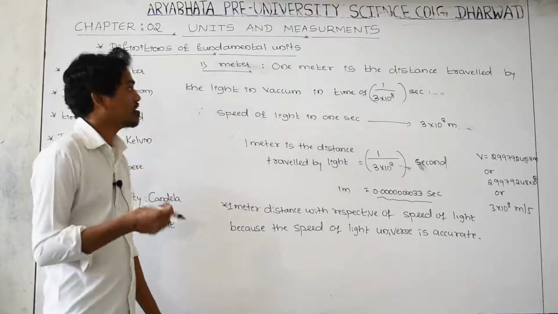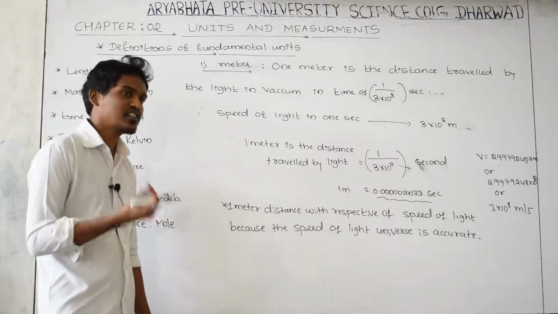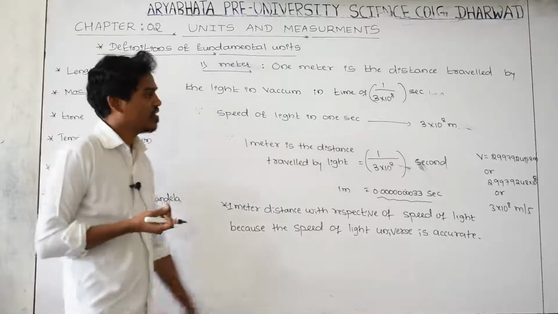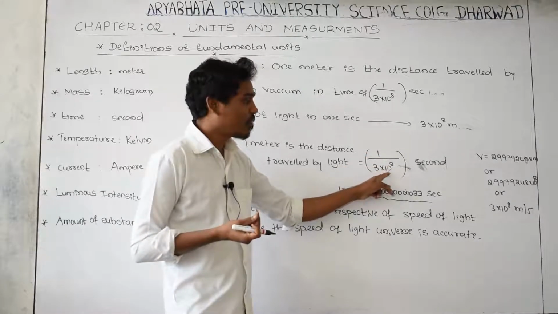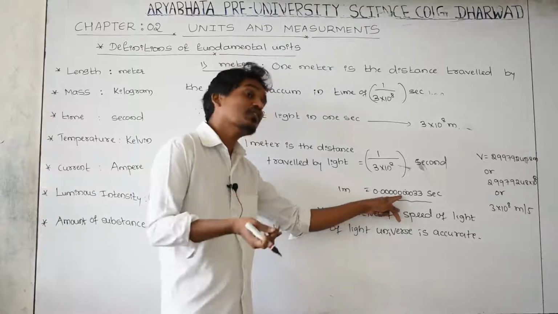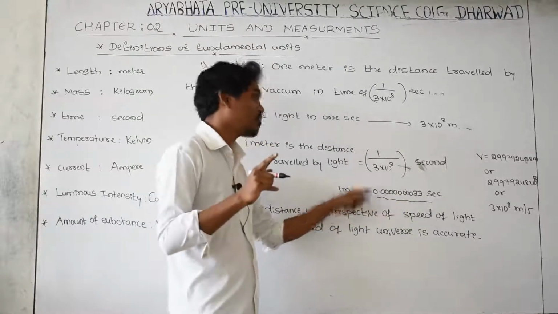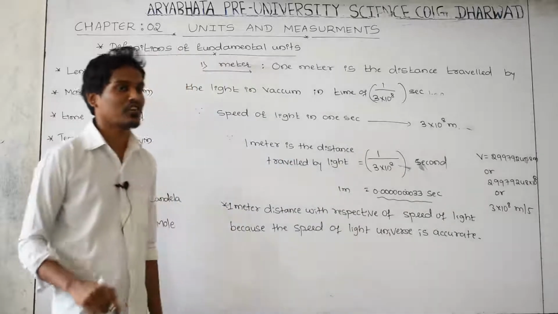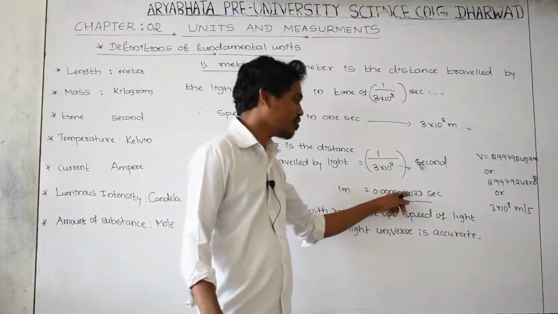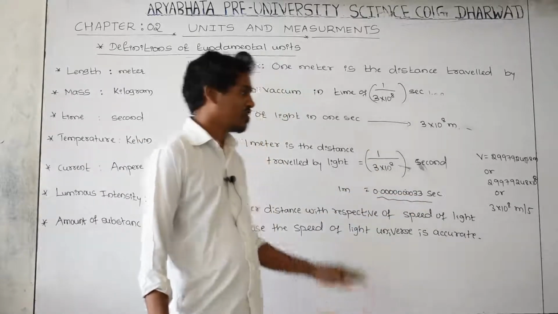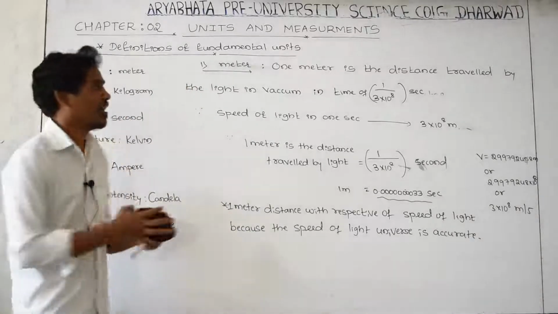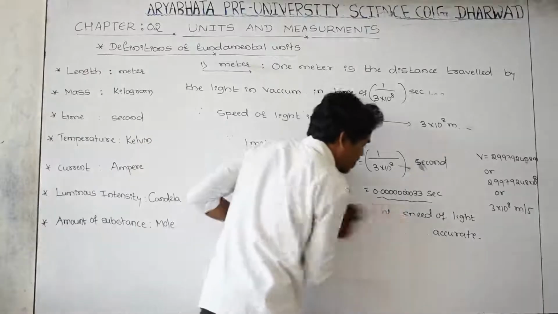Once again, what is 1 meter? 1 meter is the distance traveled by light in a vacuum in just 1 by 3 into 10 to the power 8 second, that is, the distance that light covers in this much time. How much? 1 meter. Therefore, 1 meter is the distance traveled by the light in vacuum in how much time? That is 0.00000033 second. That's why, with respect to the speed of light, we define the SI unit of length, that is a meter, and note it down.